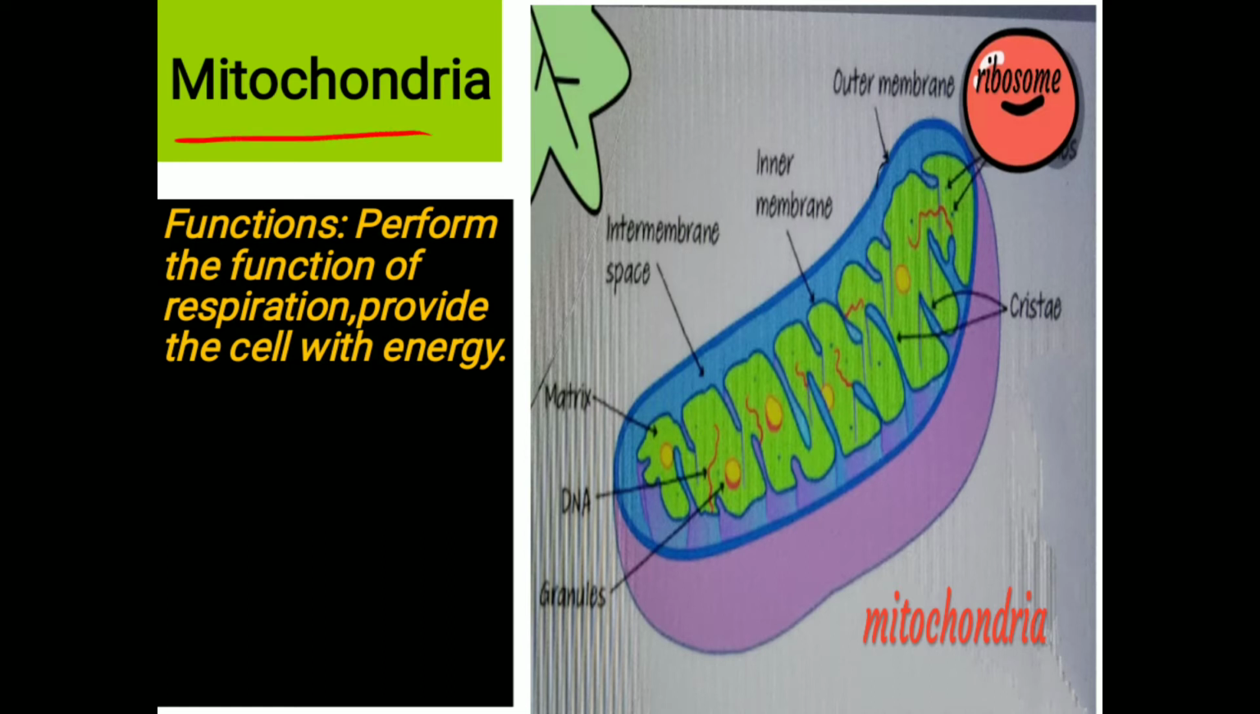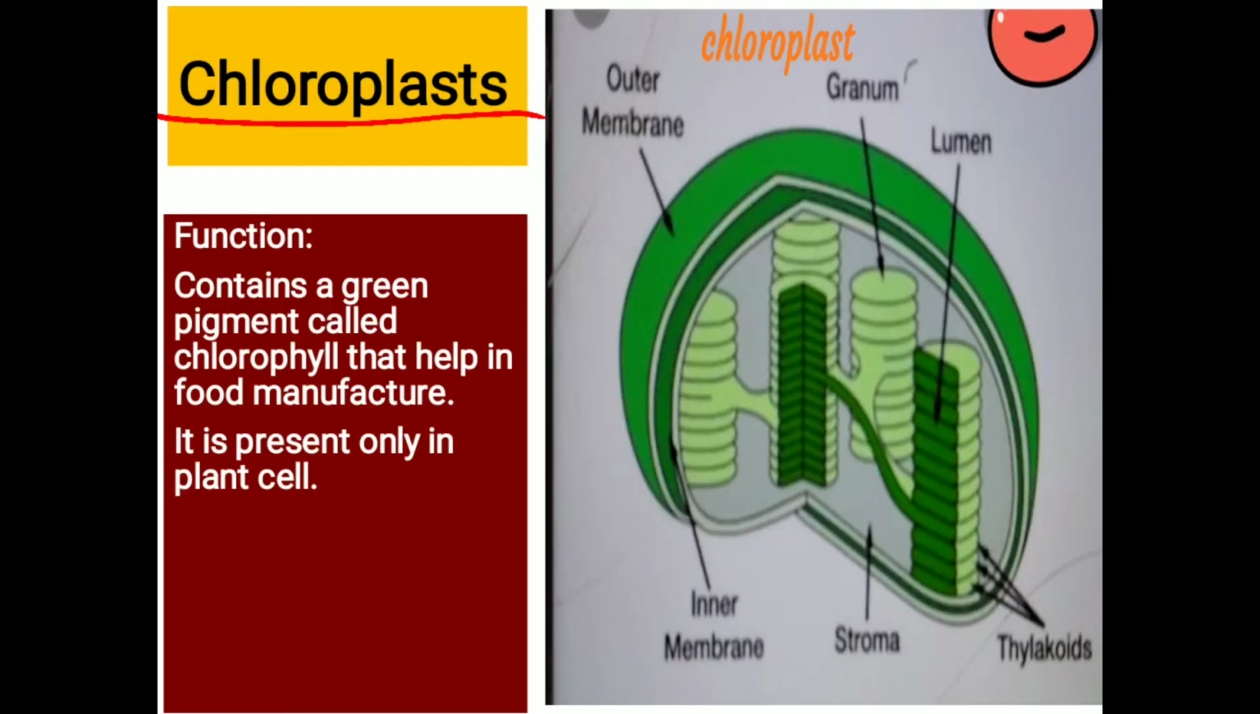First one is the mitochondria. This is the structure of mitochondria. Mitochondria perform the function of respiration and provide the cell with energy. It means the food that we eat gives us energy. It is the mitochondria that help to break down the food and release the energy. Next is chloroplast. Chloroplast is present only in plant cells. This is the structure of chloroplast. It contains a green pigment called chlorophyll, due to which leaves appear green, and that helps in manufacture of food.